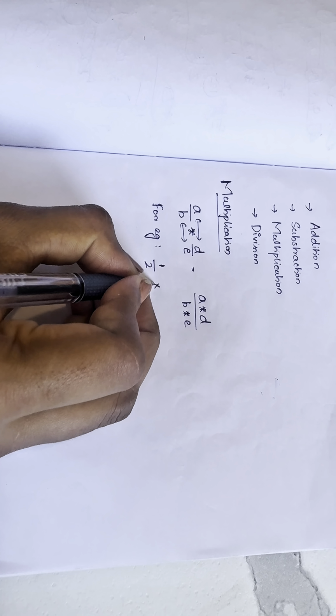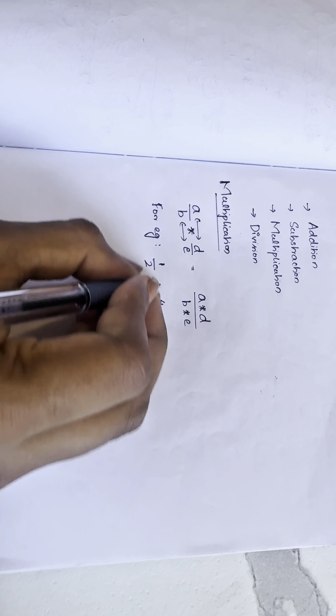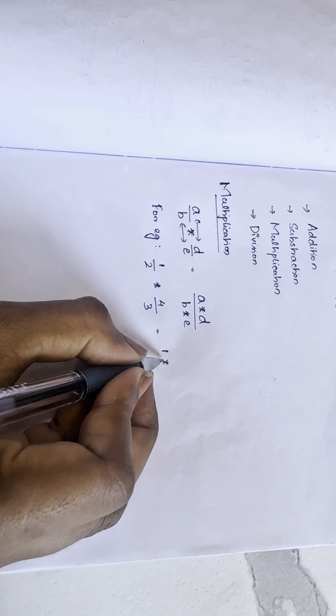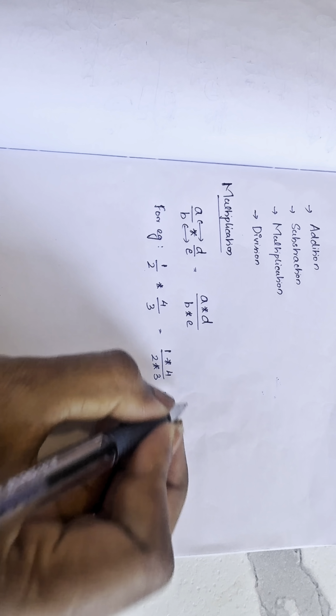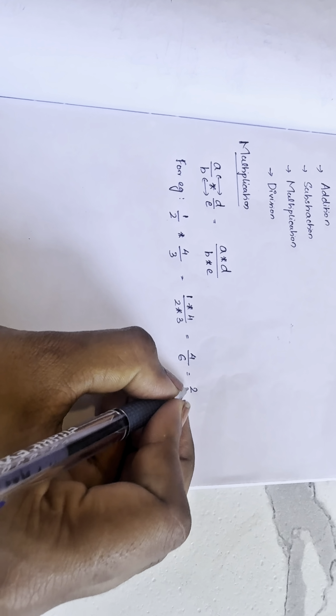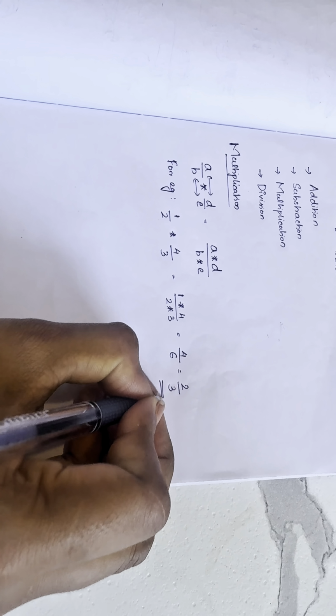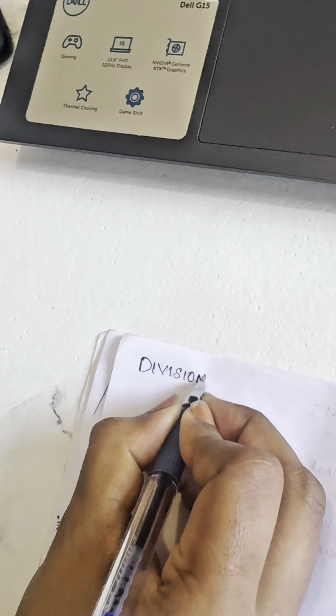So for example, 1 divided by 2 into 4 by 3. So these are the two fractions. We are doing the numerator multiplication and denominator multiplication. That is 1 multiplied into 4 divided by 2 multiplied into 3, which will give you 4 by 6, which is 2 by 3. Next, we are going forward with division.